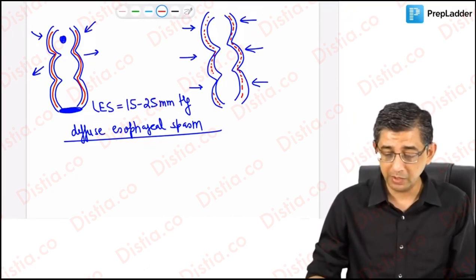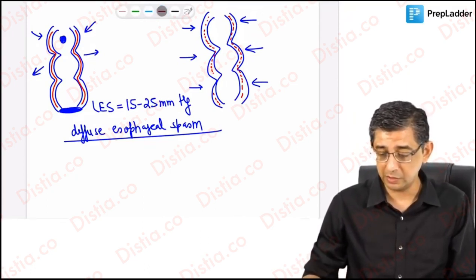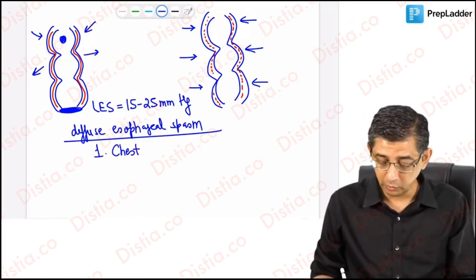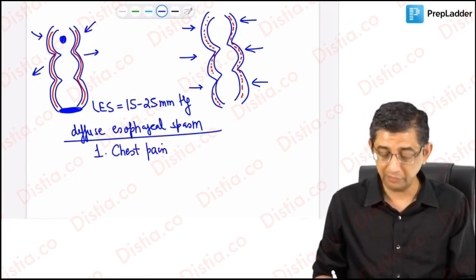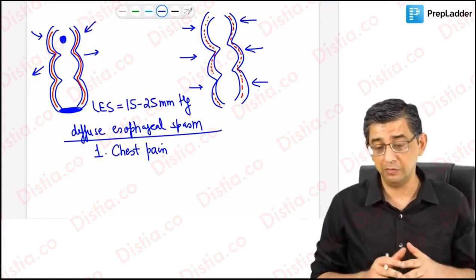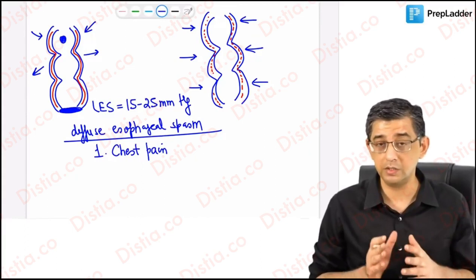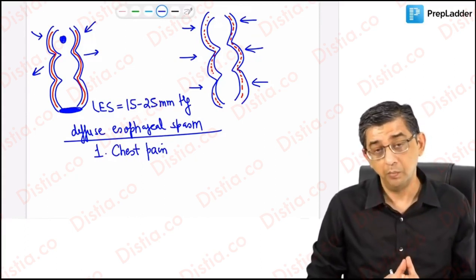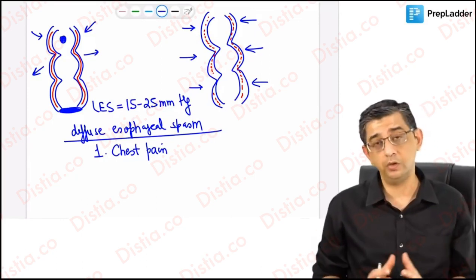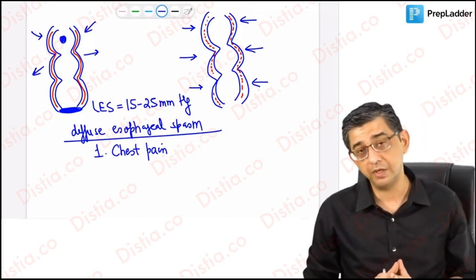Therefore, the first symptom encountered in a patient of diffuse esophageal spasm is not dysphagia, it is chest pain, which will make you think that he's having a cardiac issue. And you will refer this guy to a cardiologist for an ECG or maybe a treadmill test, or a workup of chronic stable angina or blockages in the coronary artery will be done. But in the end, the report will come out to be normal, because the problem is not in the coronary circulation. The problem is in the esophagus of this chap.